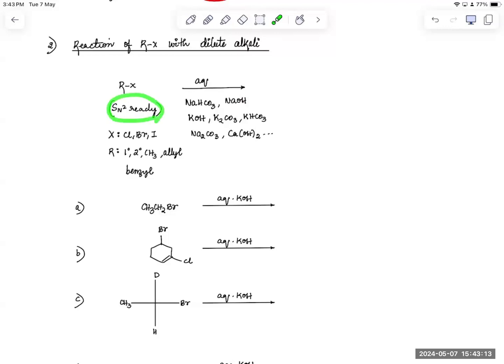But for that, we need SN2 ready. SN2 ready means X should be chlorine, bromine, or iodine, and R should be 1 degree, methyl, allyl, or benzyl. When that is the case, the reaction can take place. So if OH minus attacks, what is the product I'll get? I'll get ROH plus X minus. This is the product I'll get.